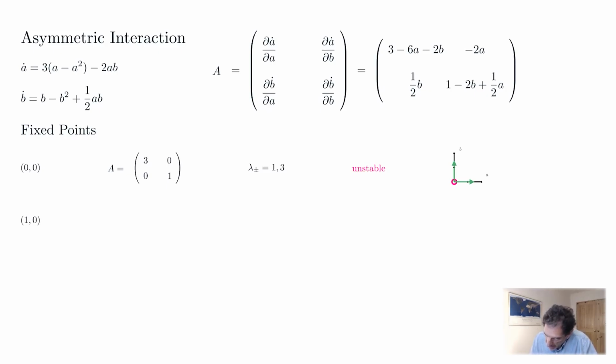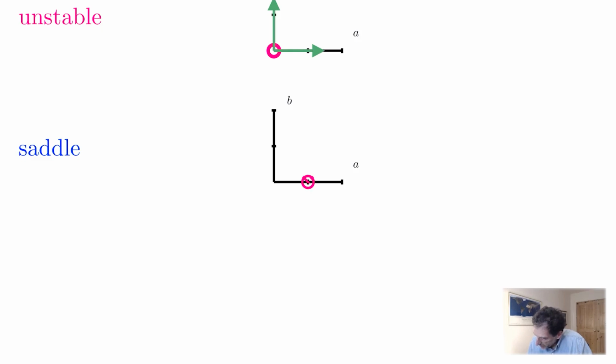There's the fixed point at 1, 0, where only the A species survives. And then the transformation matrix is minus 3, minus 2, 0, 3/2. The eigenvalues at each of these fixed points are 3/2 and minus 3. So this is a saddle point. So again, if I look near that fixed point, there's a fixed point at 1, 0, and this is a saddle point.